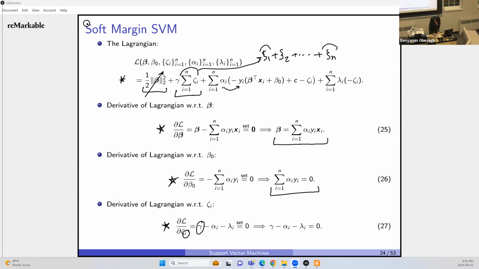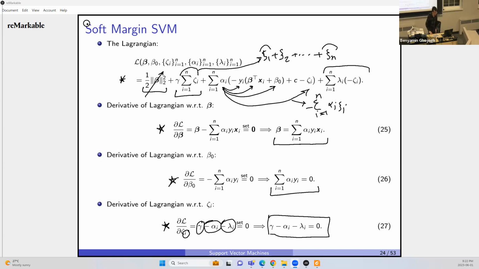And also, if you multiply these in parentheses, what do we have? The only term which is not constant with respect to zeta i is the minus summation of i goes from 1 to n of alpha i zeta i. So it becomes minus alpha i, again with respect to a specific i. And here we also have minus lambda i with respect to a specific i. Okay, set it to 0, you will have this. So equation 27 is new.